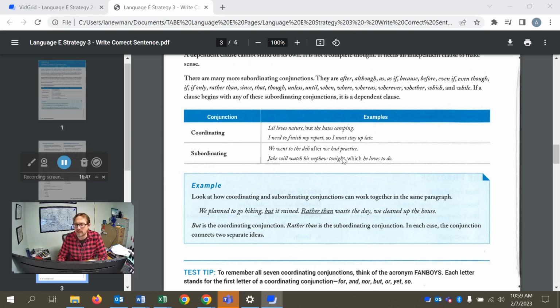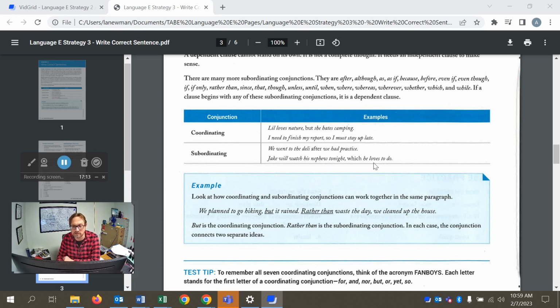But we still do have two complete clauses that we've brought together. We went to the deli. We is the subject, went is the verb. Here in the next one, we is the subject, had is the verb. But in this case, the after, the subordinating conjunction, turns the "after we had practice" part into a dependent clause.